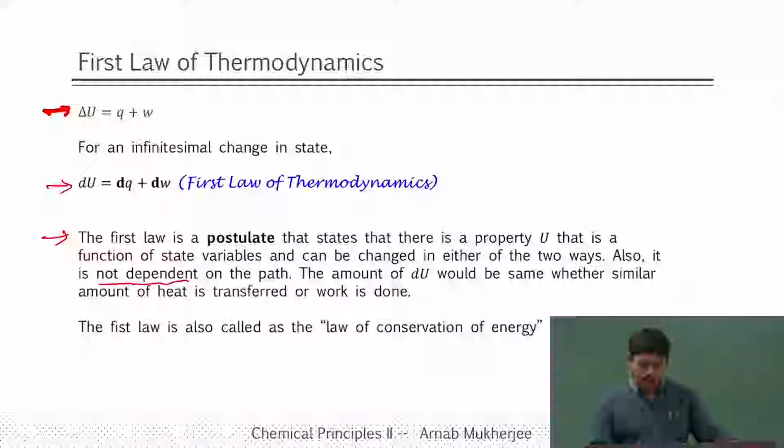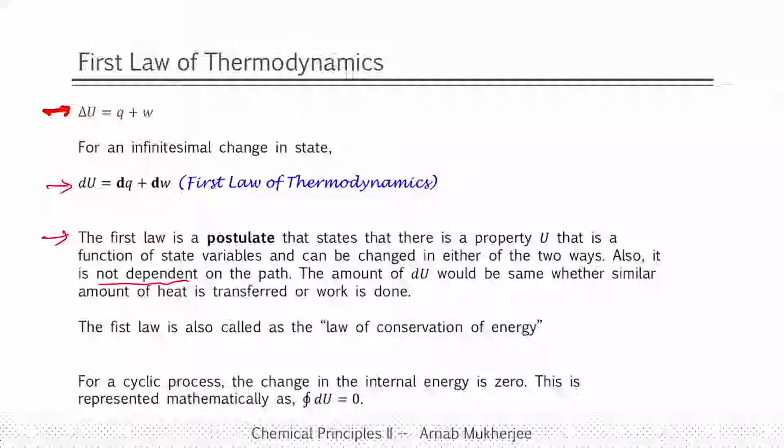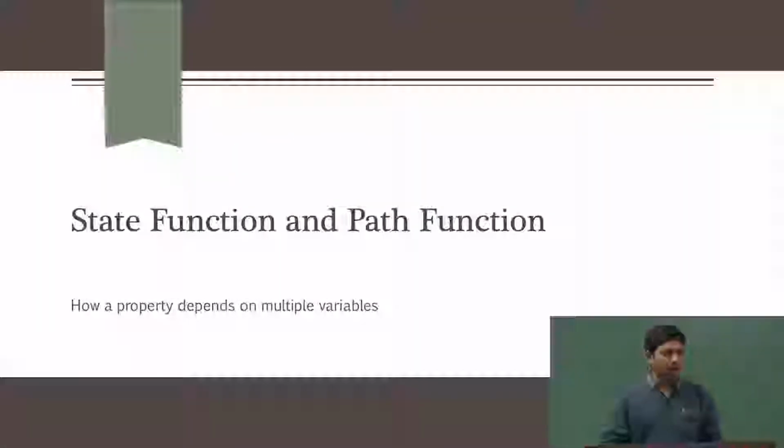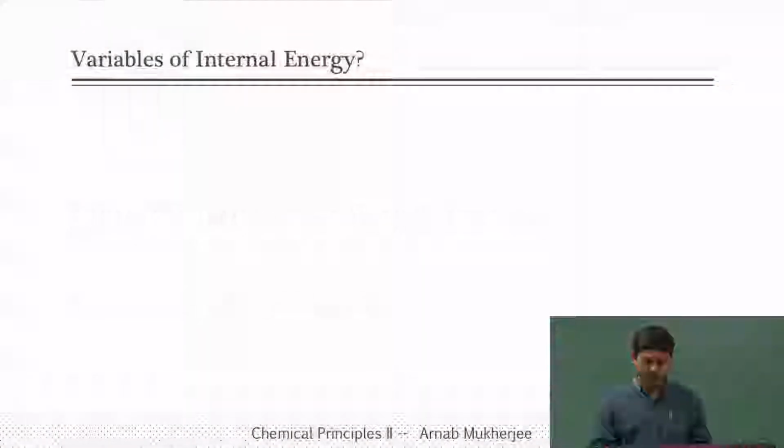We also know that it is a law of conservation of energy, and because it depends on the state, whichever path it takes, when it comes back to the same point the change will be 0. Okay. So today we are going to discuss state function and path function. Basically, it means how a property varies as a function of its own variables. It will become more clear today.